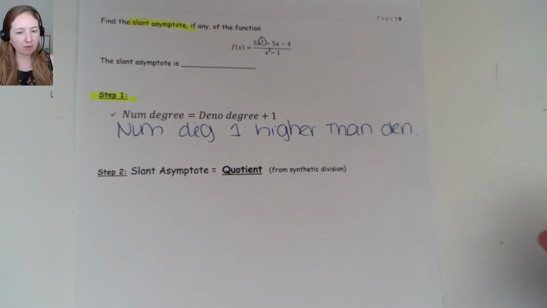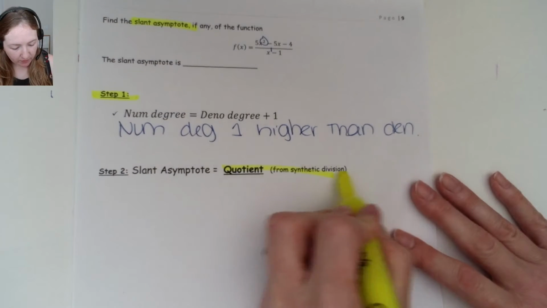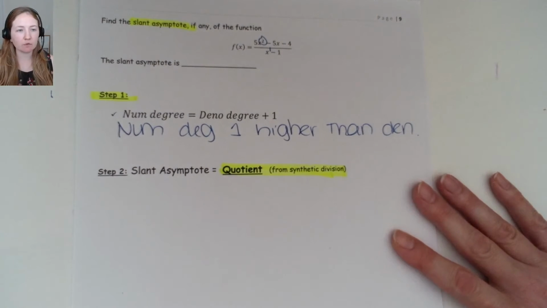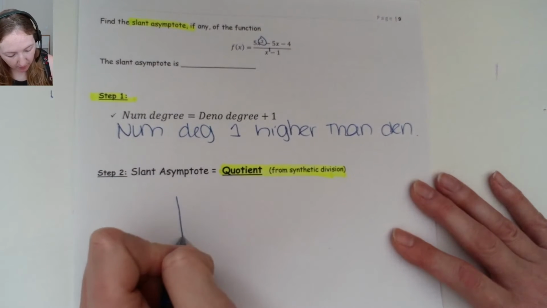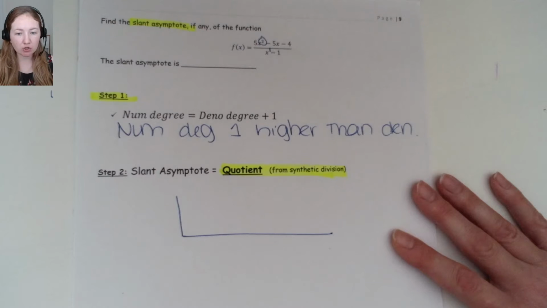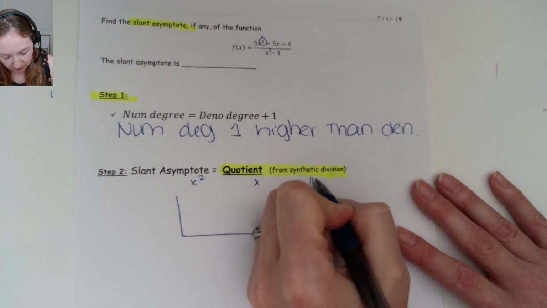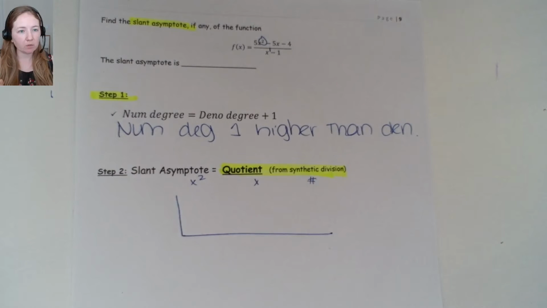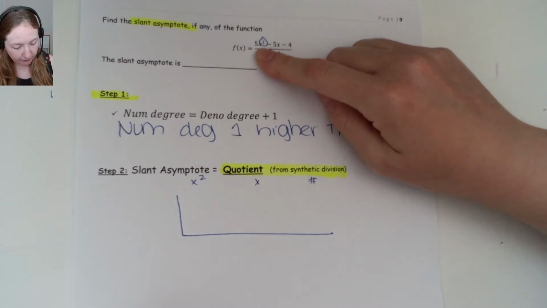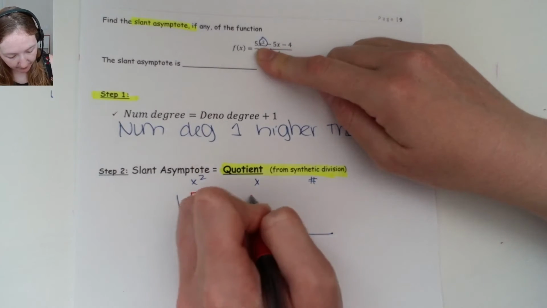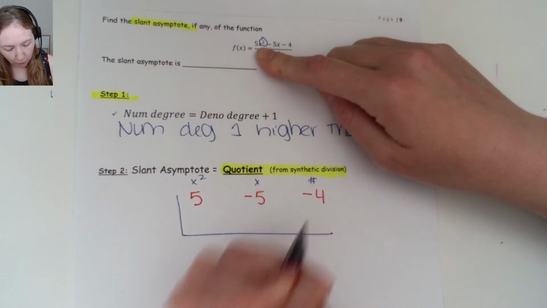So then once I know I have a slant asymptote, I know that it's going to be the quotient that comes from synthetic division. So setting up my synthetic division here, I'm going to first make sure I'm going from highest to lowest. I always write this as a double check here, but I need x squared, x to the first, and then the constant. I will then list out those coefficients. So I have 5, -5, and -4.